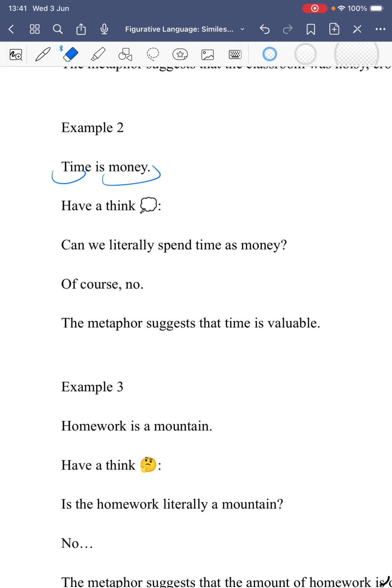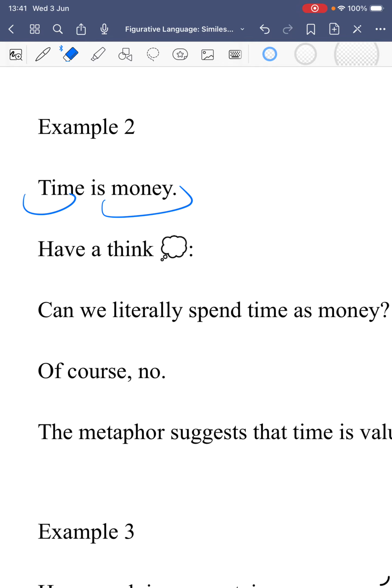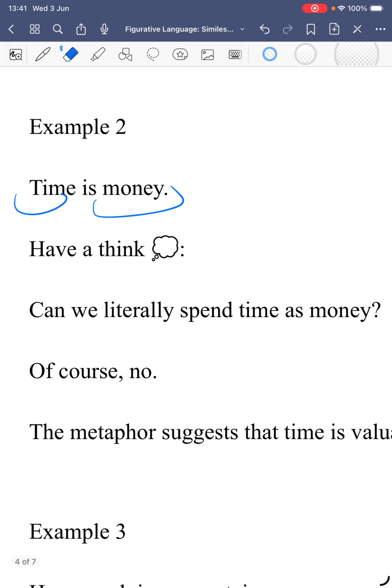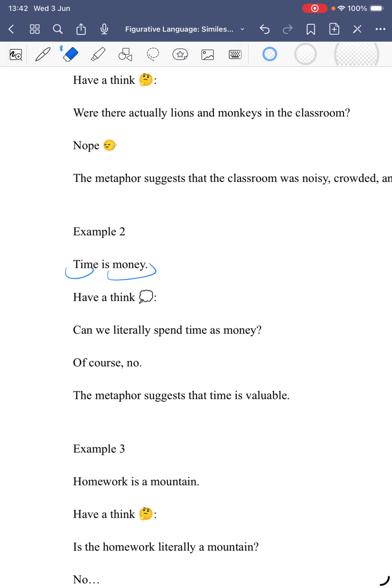The second example, I think many of you might have heard already. Time is money. Have a think. Imagine I go to an ice cream shop. Can I literally use time to pay for my ice cream? Of course not, right? The subject here is time and the object is money. We're trying to bring out the quality of money to emphasize the fact that time is valuable.